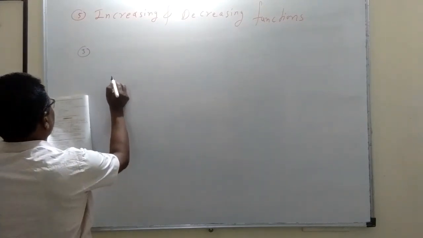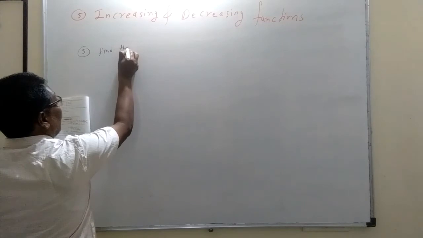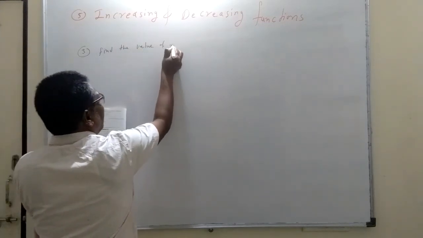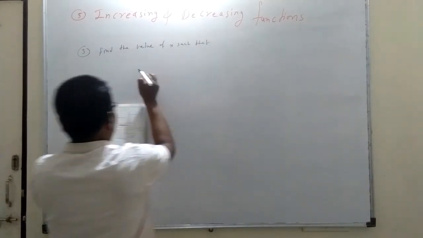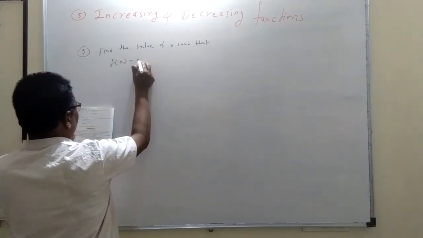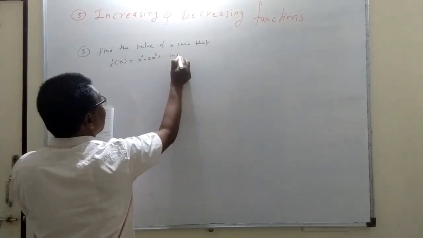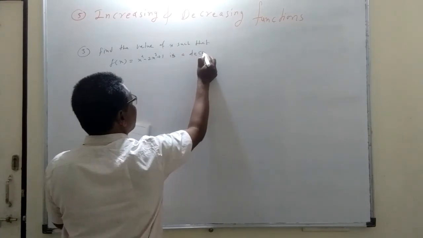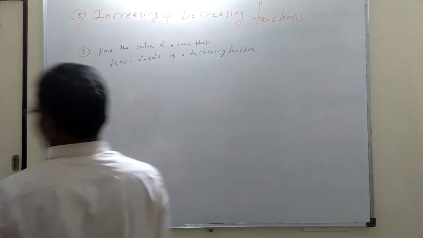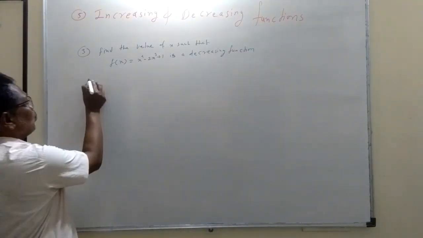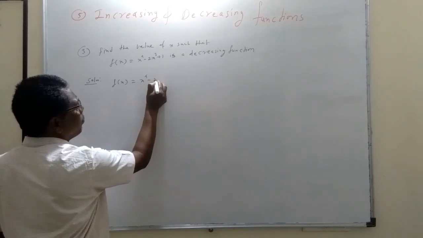Third example we check, take this. Find the value of x such that f of x equal to x raised to 4 minus 2x cubed plus 1 is a decreasing function. So solution. f of x is given x raised to 4 minus 2x cubed plus 1.